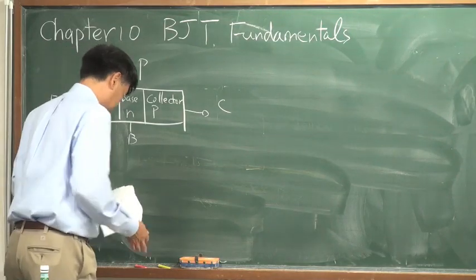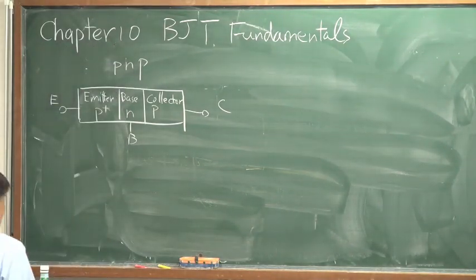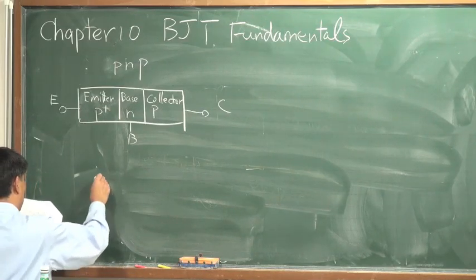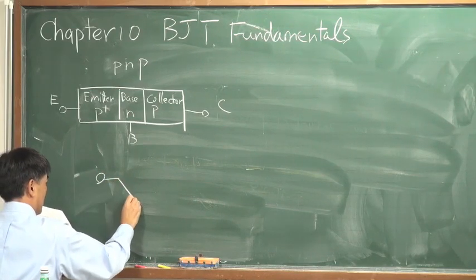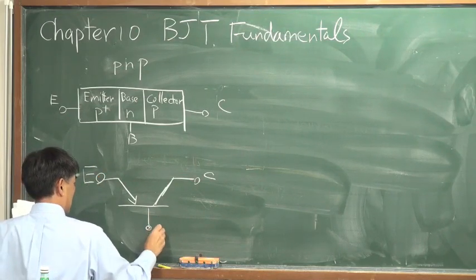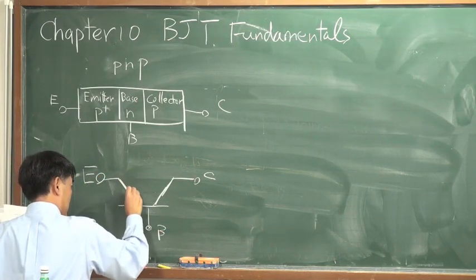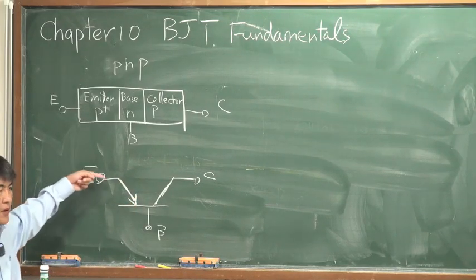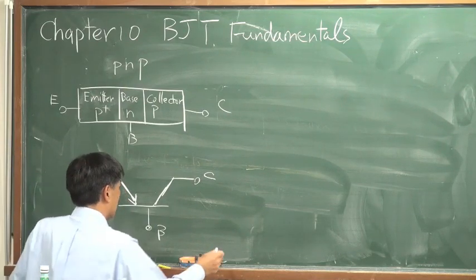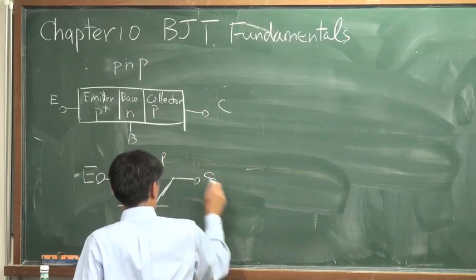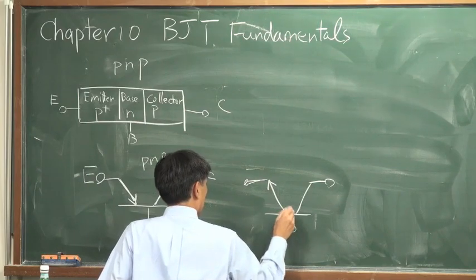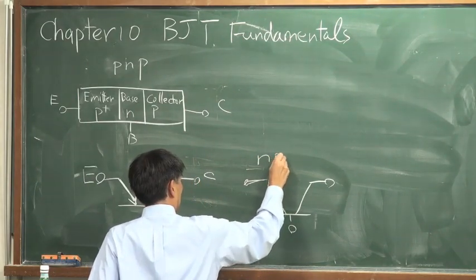And such a device is actually symbolized by this, and this arrow is important. Arrow going into the base, this is PNP. Arrow going out of the base, that's NPN.